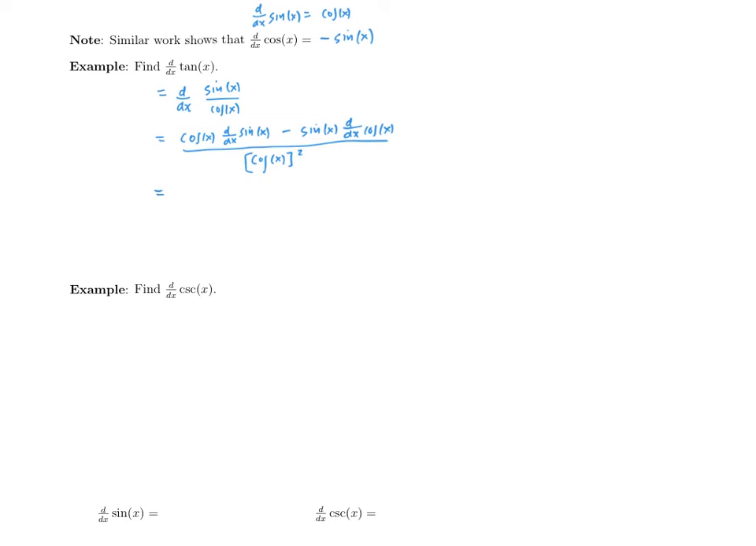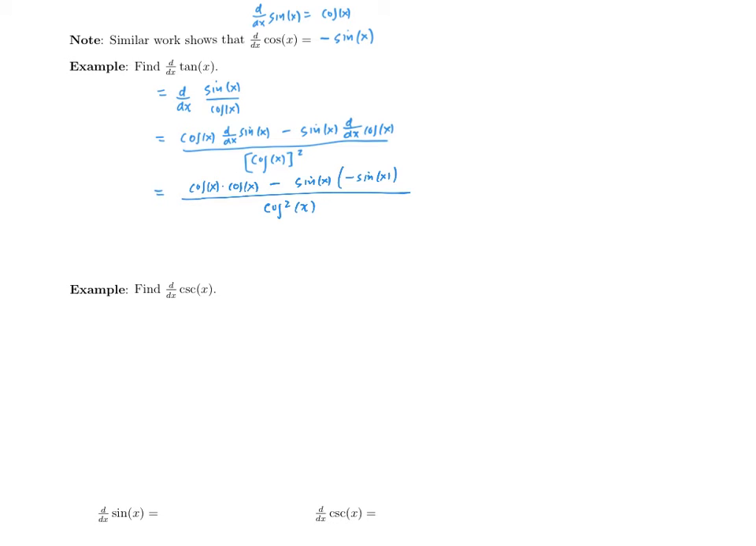In substituting in our differentiation formulas, we know that the derivative of sine is cosine, and the derivative of cosine is minus sine. So working our way from left to right, we have cosine times cosine, and then we are subtracting away sine times the derivative of cosine, which is a minus sine. And then this is all over cosine squared.